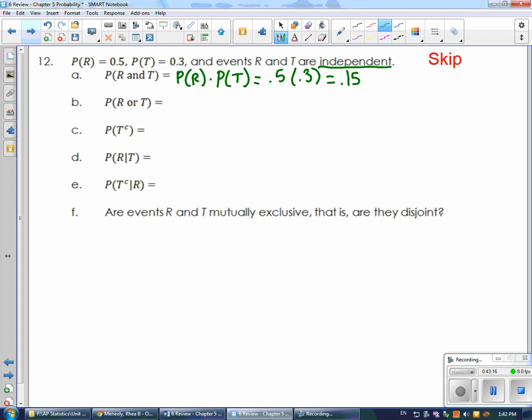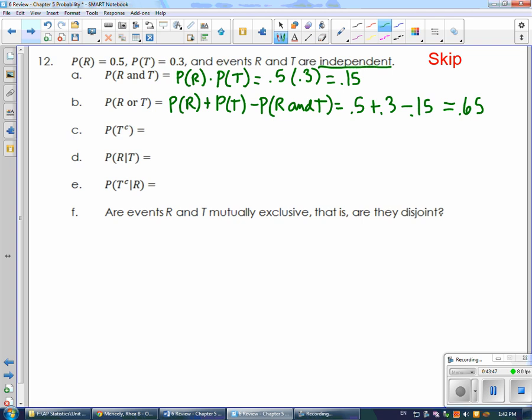If I want to do the probability of R or T, if I just use my general addition rule, that's the probability of R plus the probability of T minus the probability of R and T. And so I know the probability of R is 0.5, the probability of T is 0.3, and I just figured out the probability of R and T is 0.15. And that leaves me with 0.65.